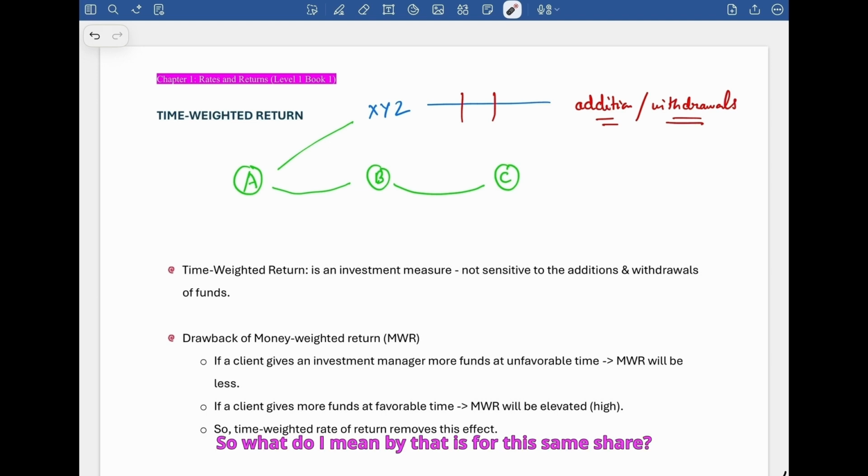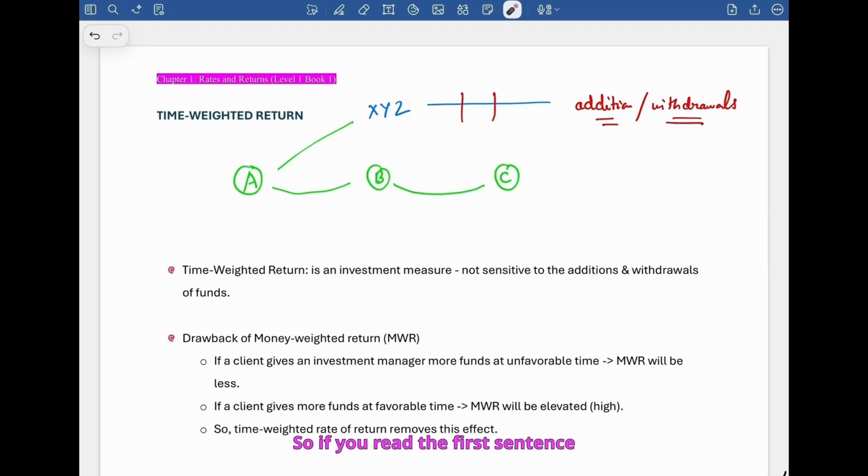So for this same share, investor A, investor B, and investor C will have different money-weighted returns. I hope you get the point, right? A will have a different money-weighted return, B will have a different money-weighted return, C will have a different money-weighted return, because their actions are different from each other. So this is also a drawback, because we do not know the intrinsic return of this XYZ share or any investment instrument. To mitigate this, we came out with time-weighted return.